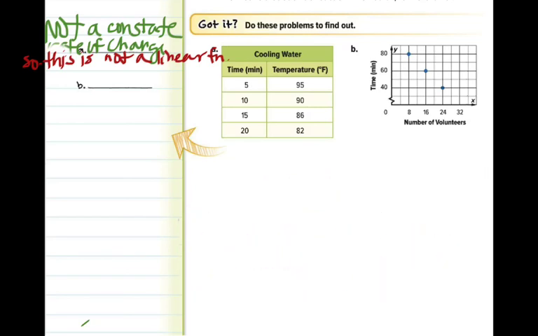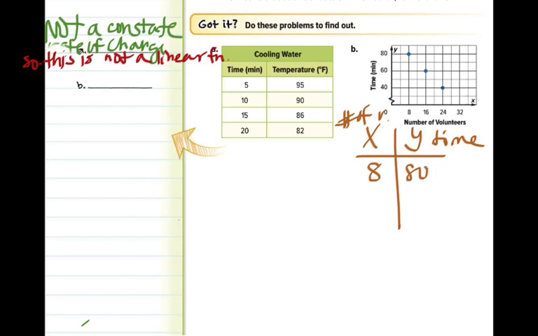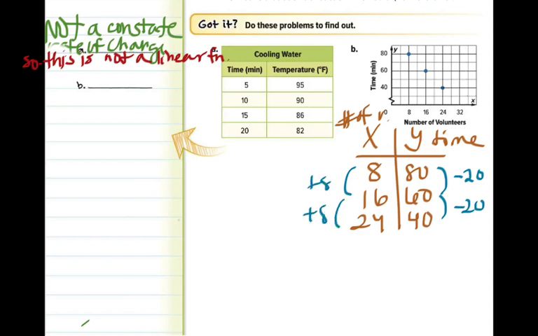So if I were to make a table from B, I'd have my X's and my Y's. My X is number of volunteers, and my Y is time. So if I take my ordered pairs, when X is 8, Y is 80. When X is 16, Y is 60. And when X is 24, Y is 40. So if we take a look at our change here and see what's happening, my Y change is going down by 20. Down by 20. My X's are going up by 8. Up by 8. Do you see how both sides have a consistent pattern?